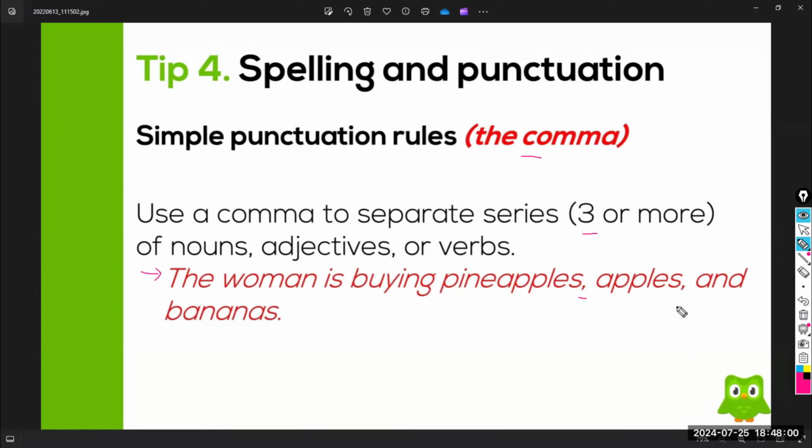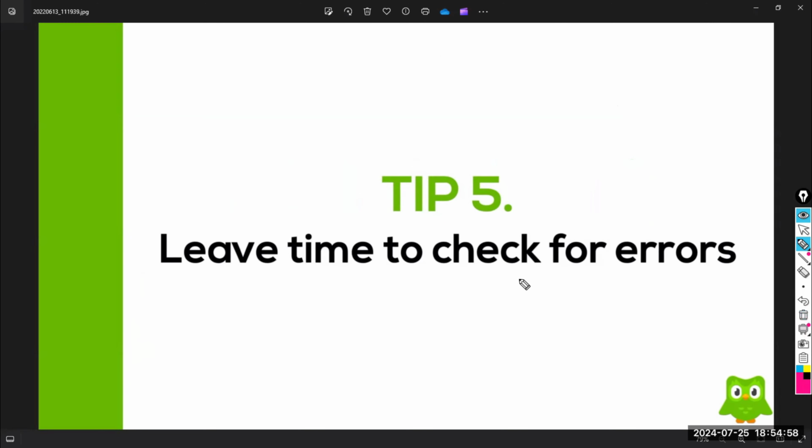Now, tip number 5 is saying leave time to check for errors. Please, this is extremely important. Even me, sometimes if I want to write any piece of writing, after I finish writing it, I revise my writing. If you want to ask me why, it's because all of us, I'm talking now about human beings, if we want to write something, we focus on ideas. We don't focus on the grammar or maybe spelling.